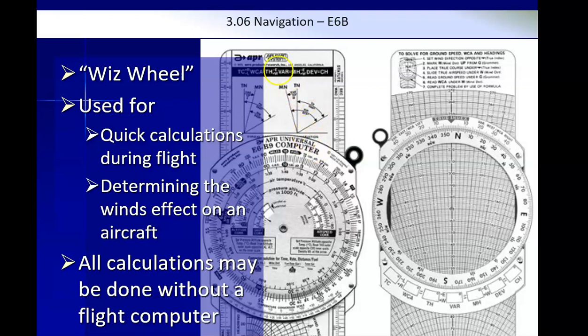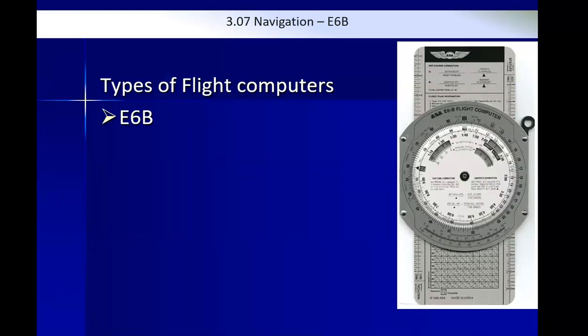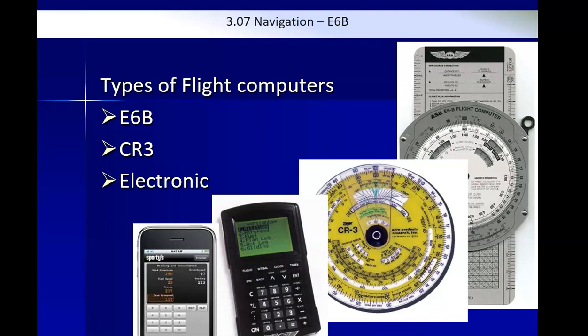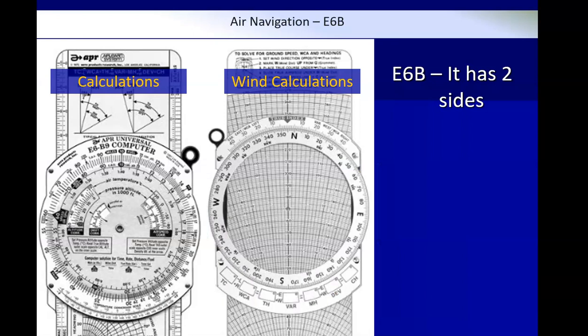The whiz wheel, this is the calculator side, and this is the wind side. All calculations can be done on the calculator side without any kind of electronic flight computer. But if you want, there's your E6 you can use. There's a CR3, which is also a type of whiz wheel calculator. Or you can go electronic or do emulations off the web. There's also apps you can download.